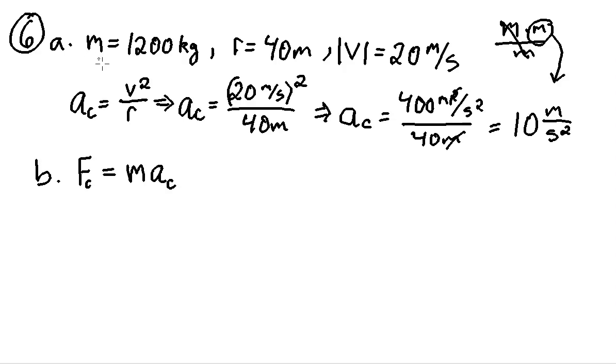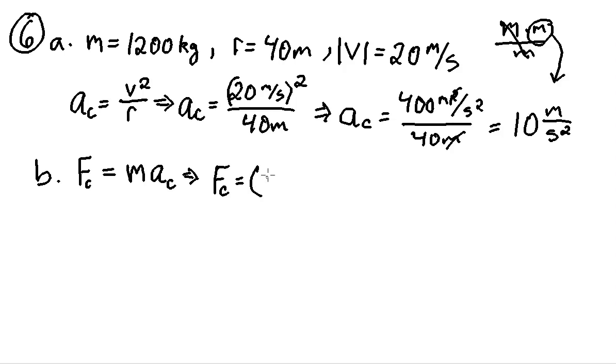So we have the mass. We just calculated the centripetal acceleration. When we put those two in this equation, we will be able to quantify the amount of force pulling this thing in its curved direction. That's what the centripetal force is. It's the force that makes something curve around a center of orbit.